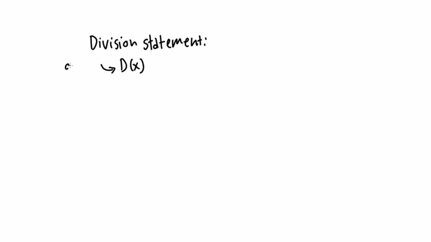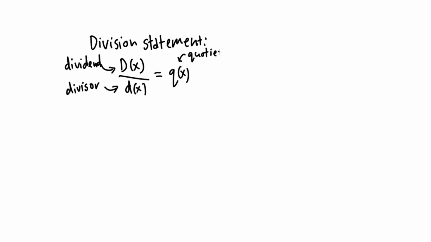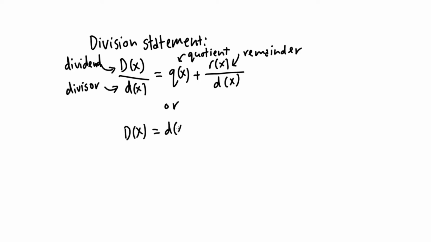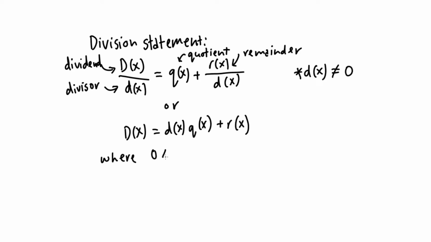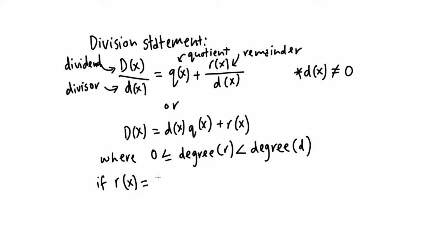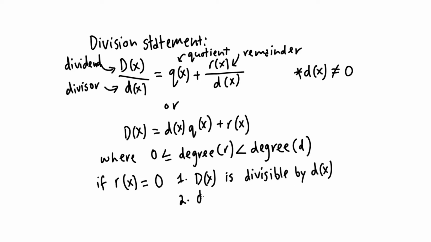It is a statement where, if the dividend and the divisor are polynomials, and d of x is not 0, there are two unique polynomials q of x and r of x that make the statement true. A thing to note is that the degree of the remainder is less than the degree of the divisor. Additionally, if the remainder is 0, that means that the dividend is divisible by the divisor and that the divisor is a factor of the dividend.